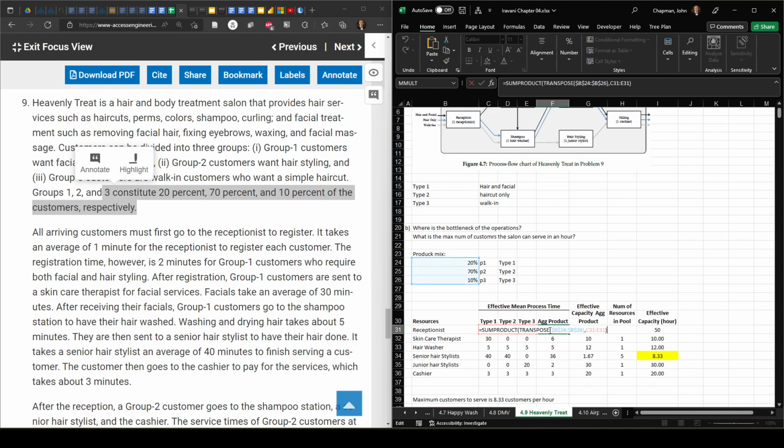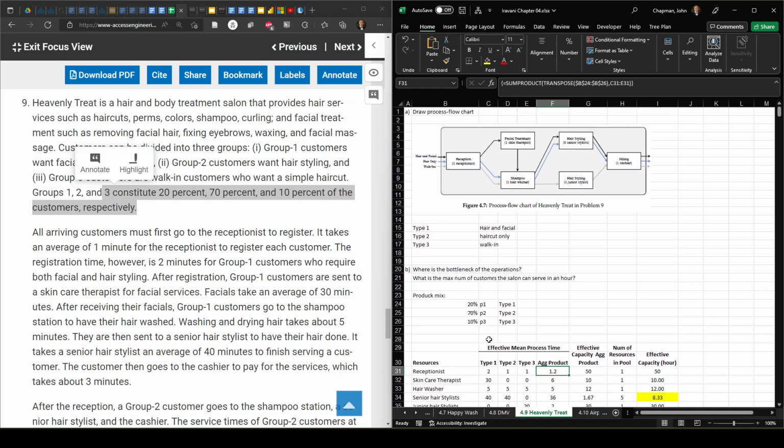This leads us to an aggregate product of 2 times 20% plus 1 times 70% plus 1 times 10%. That gets us an effective mean process time of 1.2 minutes for the receptionist.